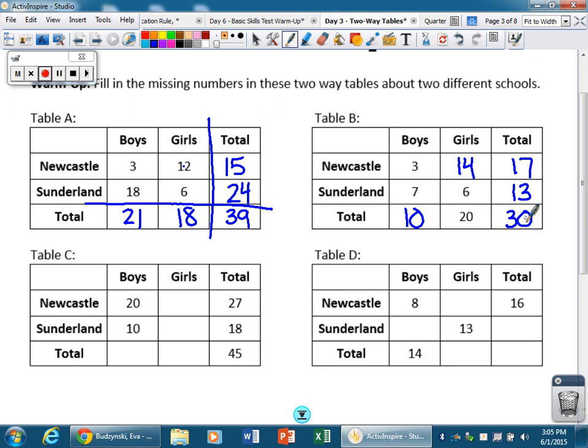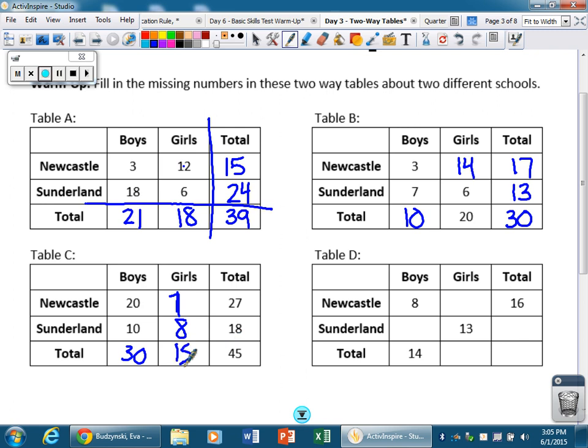Again, you have to decide where to start, because sometimes you can't start where you would want to. First thing I saw, which you can just check your work, because hopefully you have a lot of it done, the boys, 20 plus 10 is 30. Now I have all the girls' information missing, but I have all the totals. So I do my total minus my boys, so 27 minus my 20 is 7. 18 minus 10 gives me 8. I could add 7 and 8 and get 15, or I could do 45 minus 30 and get 15.